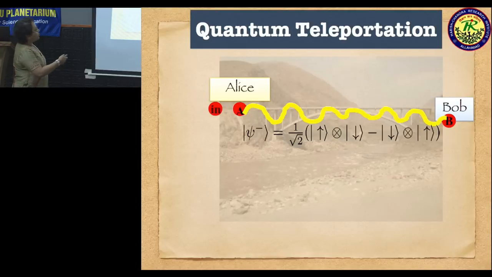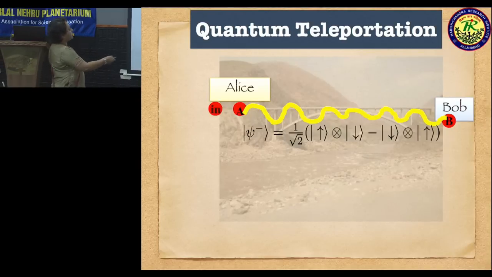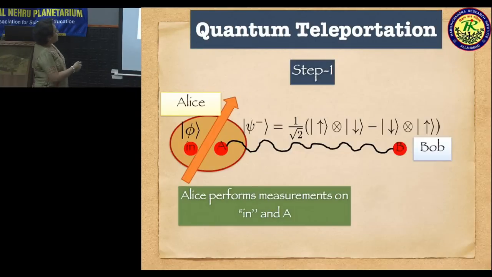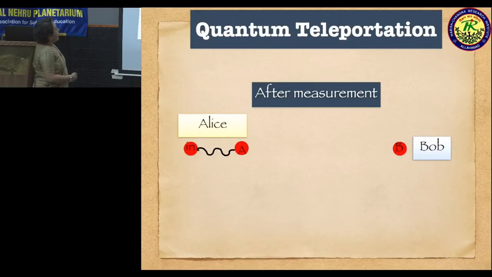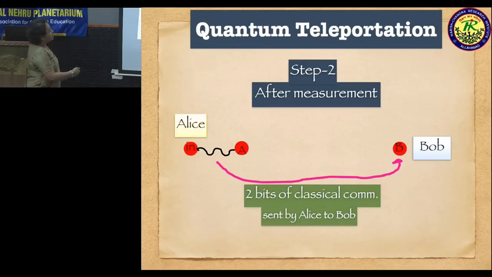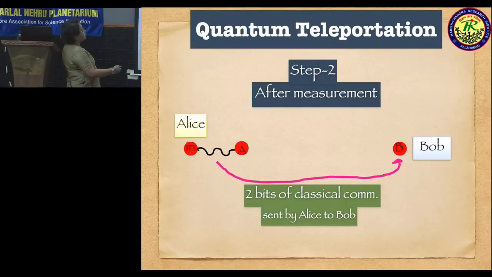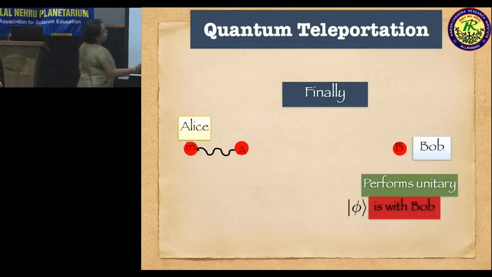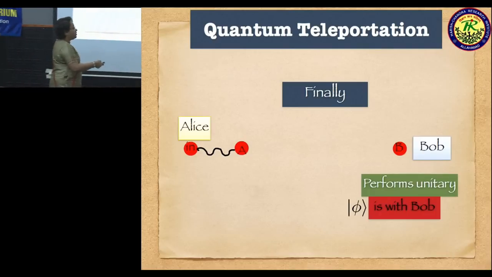The people who have studied physics know that this is a 2-spin half particle system in a singlet state. Now, Alice performs some quantum mechanically allowed measurement on her particle of the bridge and the input state that she poses. Alice then, after measurement, sends her measurement result to Bob. Sending the measurement result to Bob means 2 bits of classical communication. And then Bob performs a certain unitary operation and recovers the state.